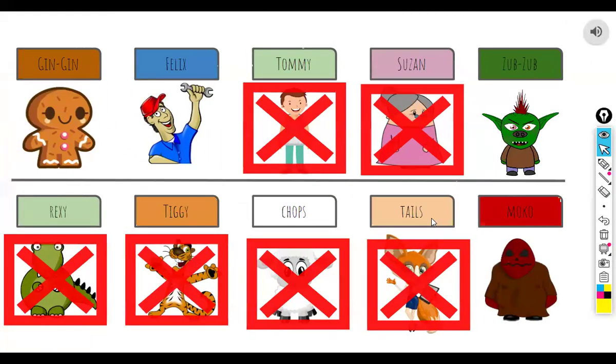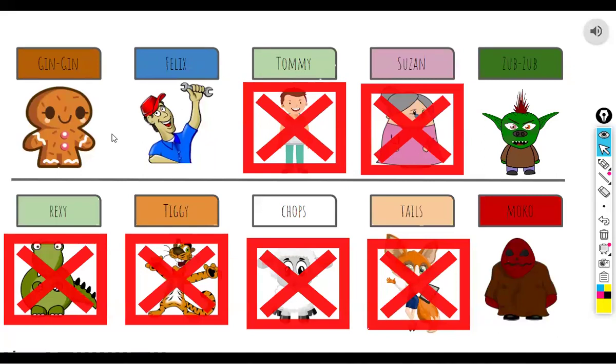Right, let's see who is next to go here. Oi, it only has four people left: Jin, Felix, Moko, and Zub. I know you all have it out for Felix. I even feel sorry to ask who you all want to go. Everybody has it out for poor Mr. Felix, who is just a mechanic or something. All right, let's see who's next to go.